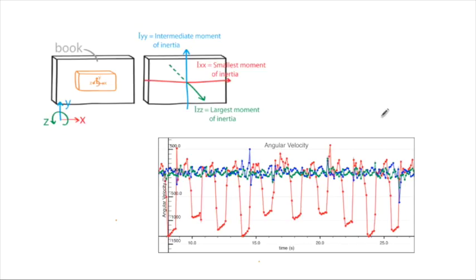Here's our data from our first throw about the x-axis. We see the x-axis is our longest axis, and that provides our smallest moment of inertia. So along our smallest moment of inertia, we see a very stable rotation. We see these spikes in the angular velocity of the x-axis for each throw, and then we see fairly small changes in the other axes for each throw. What this means is that the rotation has a lot of movement around the x-axis and very little movement around the y and z-axis.